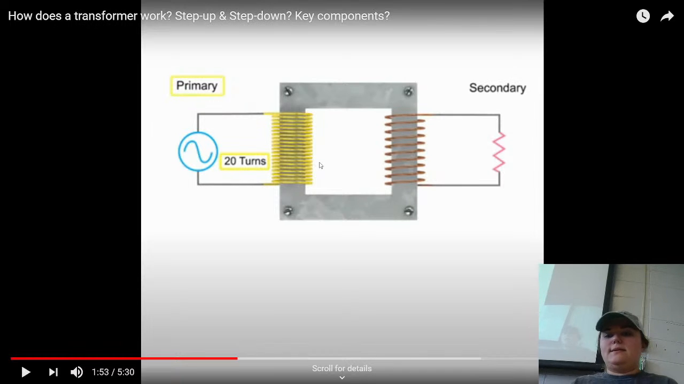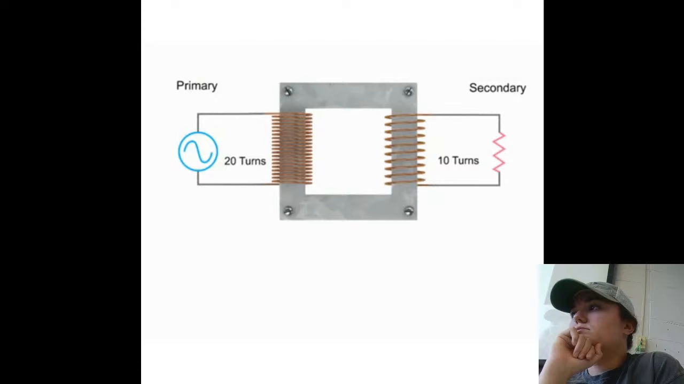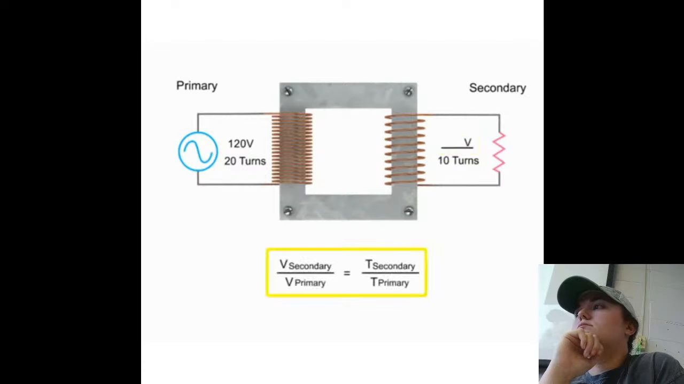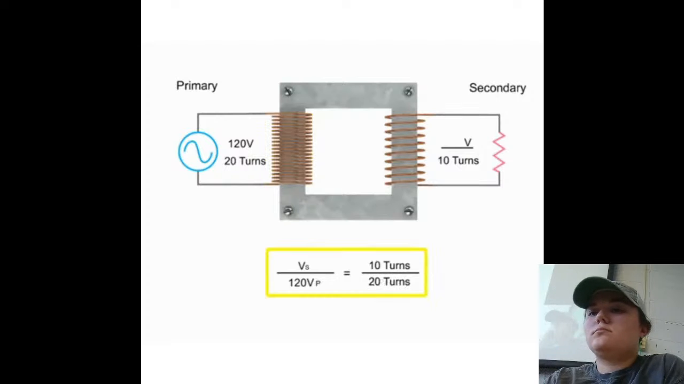Coil and 10 turns on the secondary coil. To determine the decrease in voltage occurring in this step-down transformer, we can use a simple ratio formula. This formula simply states that the secondary voltage to primary voltage ratio is the same as the secondary coil to primary coil turn ratio.